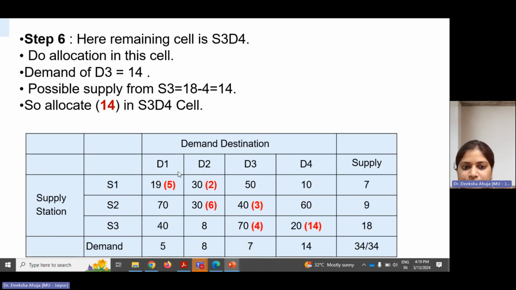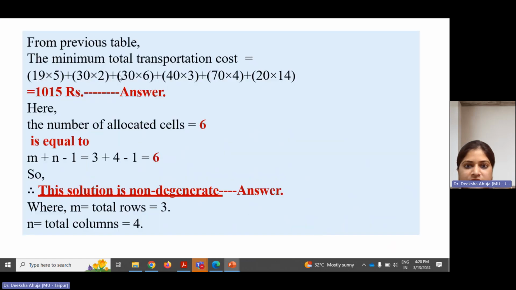To find out the total cost, you just multiply 19 into 5, add 30 into 2, plus 30 into 6, plus 40 into 3, plus 17 into 4, plus 20 into 14. With the help of this, you will be able to find out the answer.